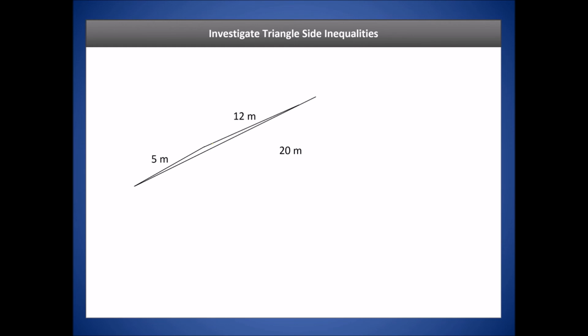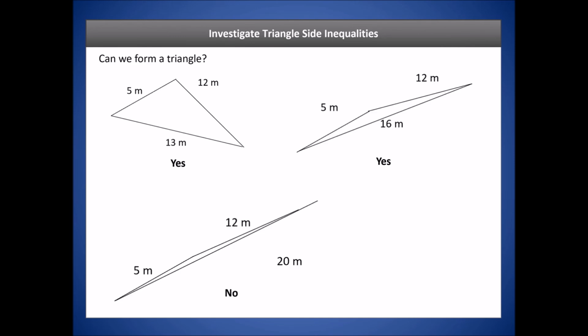Even if I've basically rotated the 12-meter piece so much, it still cannot fit the 20-meter piece perfectly in order to make a triangle. There's no way that we can put these three pieces together to form a triangle. Unlike the previous two cases, there's no way. So let's go ahead and analyze these three triangles that we constructed earlier.